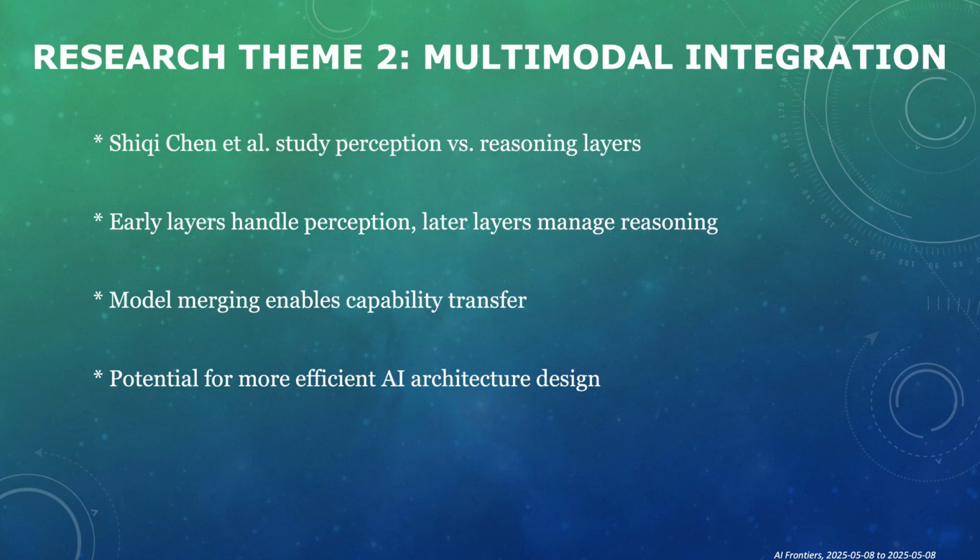Multimodal integration represents another major research direction, combining vision and language systems to enhance reasoning capabilities. Research by Shiqi Chen and collaborators demonstrates how different layers in these models specialize in distinct functions, with early layers handling perceptual tasks like object recognition, while later layers manage higher-level reasoning. Their work on model merging shows how reasoning capabilities can be transferred between systems without disrupting perceptual functions, suggesting pathways for more efficient AI architecture design.